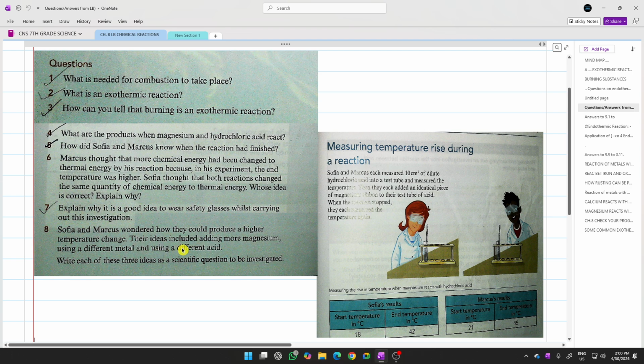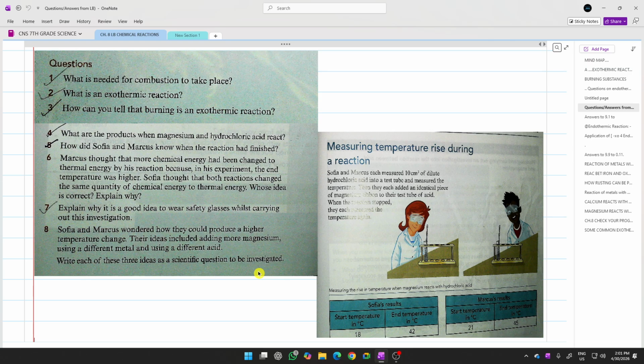Their ideas included 3 things. First, adding more magnesium in this reaction. Second, using a different metal other than magnesium. Third, using a different acid. So all 3 thoughts came to their mind. Now you have to answer this question. Write each of these 3 ideas as a scientific question to be investigated.